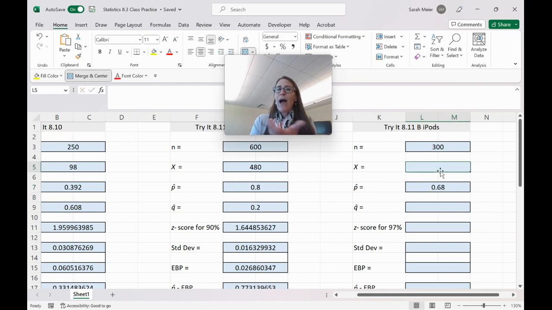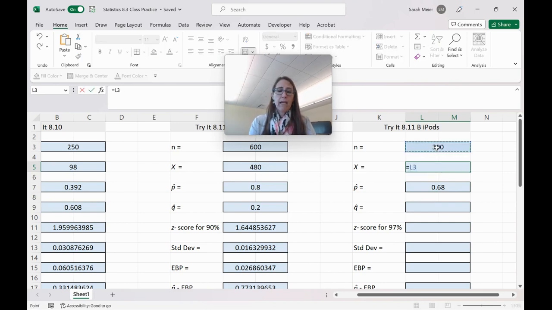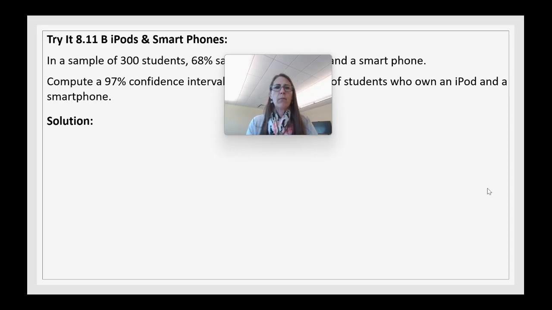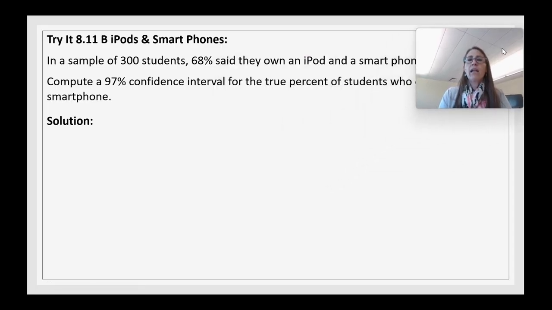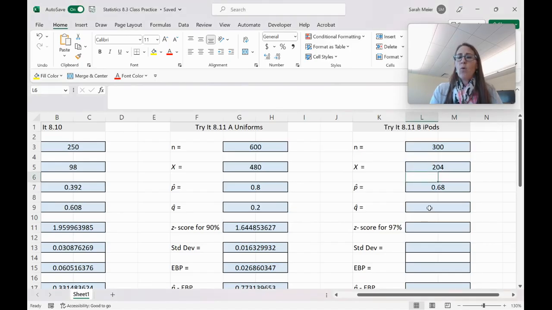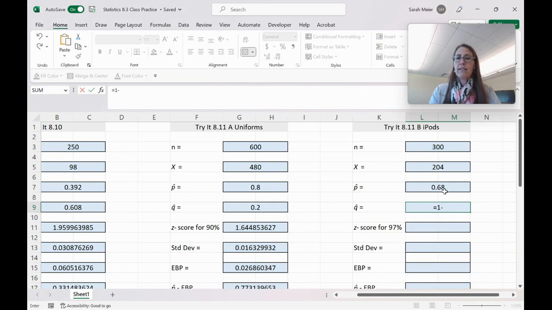Now, if I wanted to know how many students that was, I would take my sample size and multiply it by that percentage. So 204 said they own an iPod and a smartphone. That's our problem, right? Who owns an iPod anymore? All right, so we know that p hat is 0.68. So q hat is going to be 1 minus that.